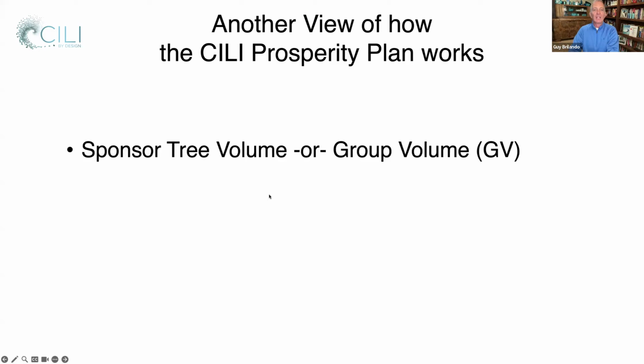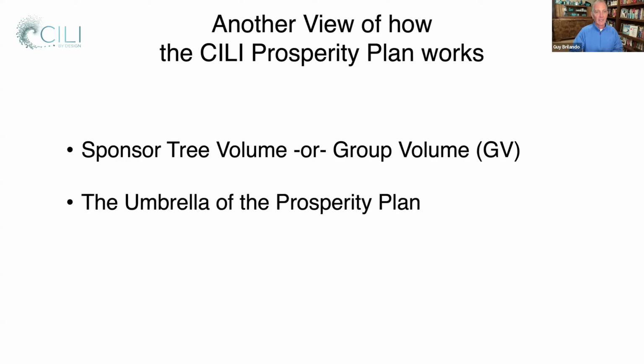First of all, there is a sponsor tree volume or group volume. This is going to be spelled out in the compensation plan using both words or both terminology. It's also in the back office listed as the same, but they are the same. So sponsor tree volume and group volume are the same thing. This is actually going to be the umbrella. This is my terminology, an umbrella of the overview of how we get paid.